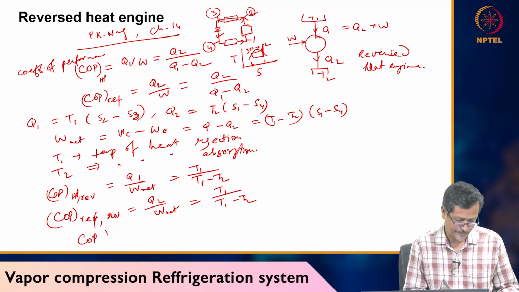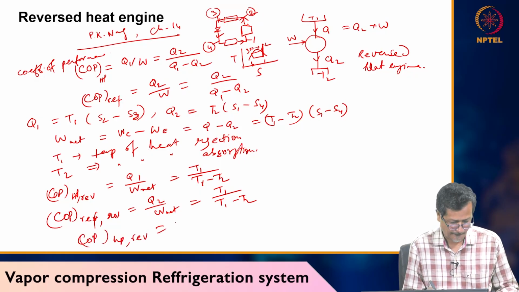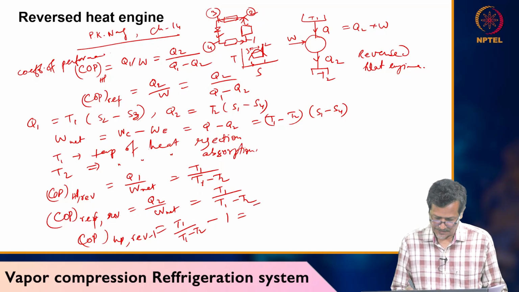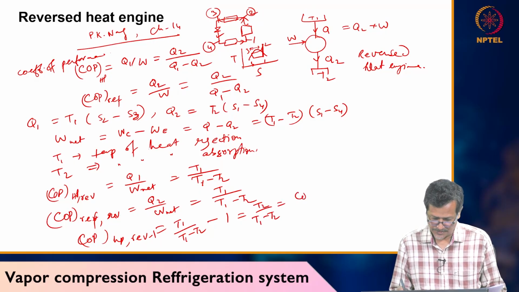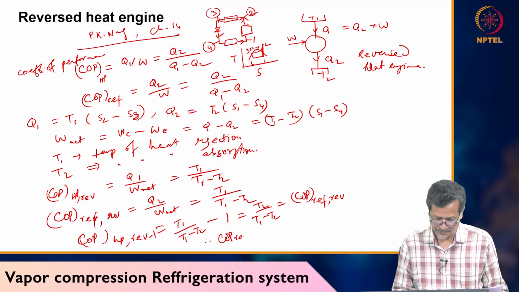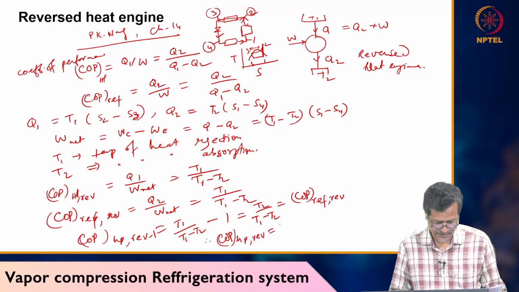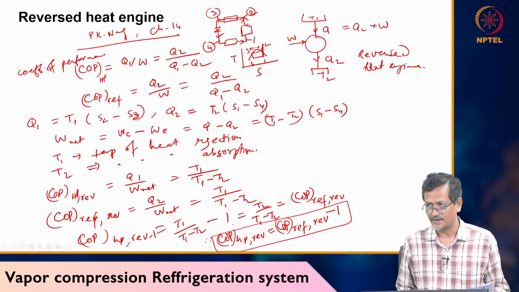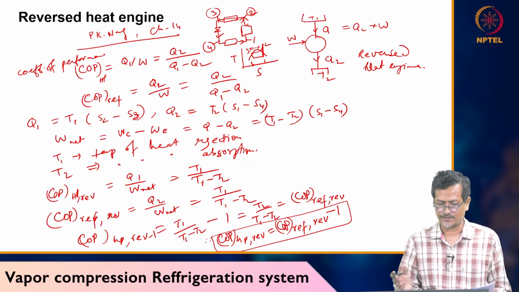So COP of heat pump, reversible, minus 1 equals T1 by T1 minus T2 minus 1. This is not plus 1, this is minus 1. So this gives T2 by T1 minus T2, which equals COP of refrigeration, reversible. Therefore COP of heat pump, reversible, equals COP of refrigeration, reversible, plus 1. You should remember, if the heat pump COP is given, the refrigeration COP value can also be found.